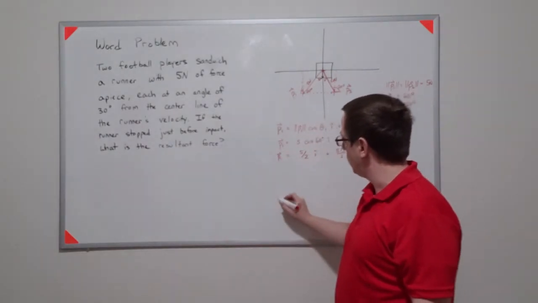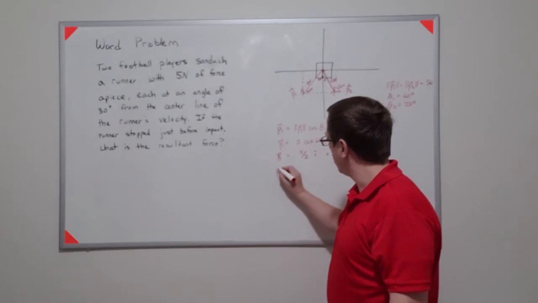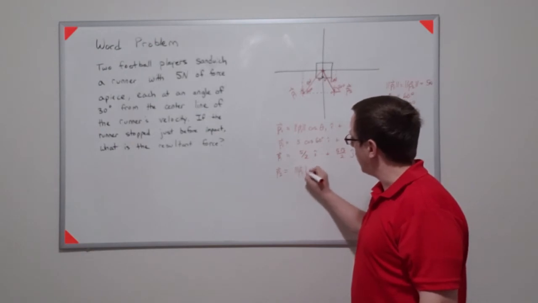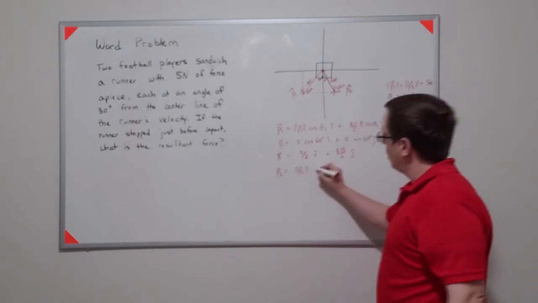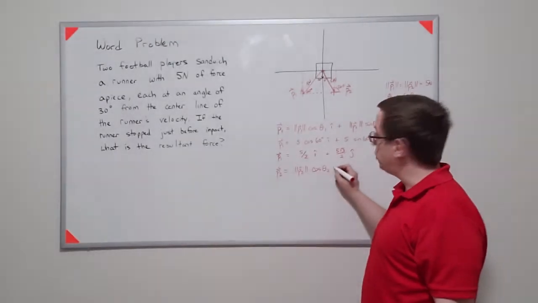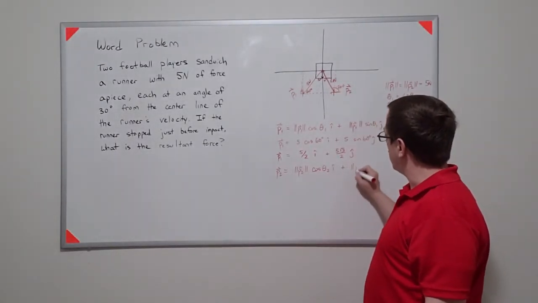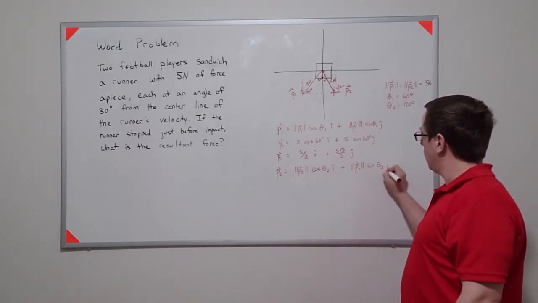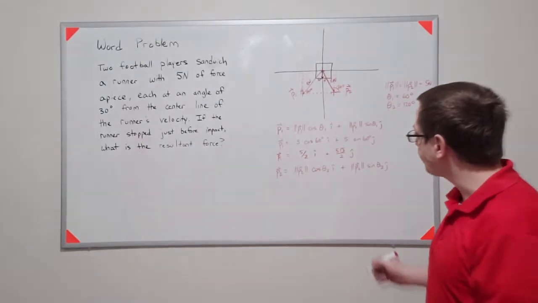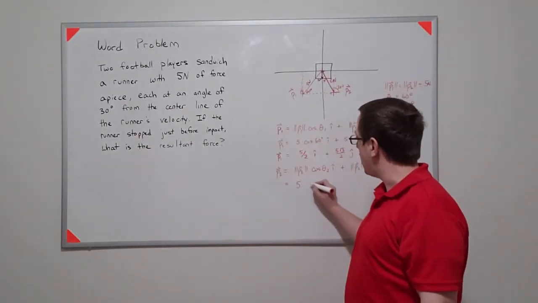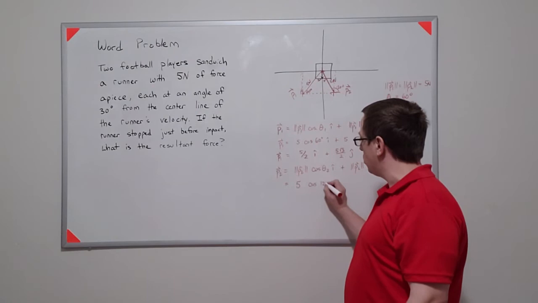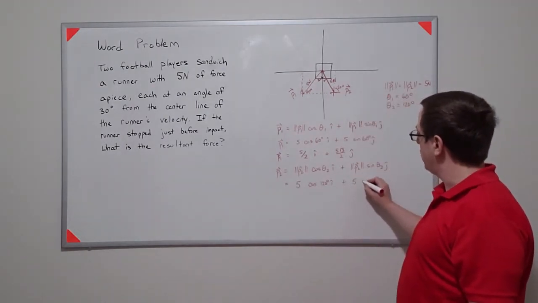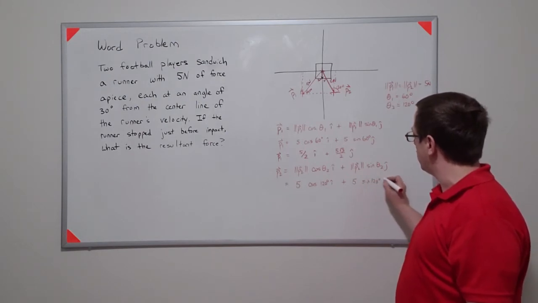So player 2 is his magnitude cosine theta 2 i plus his magnitude sine theta 2 j. So again, that's 5 cosine, now in this case it's 120 degrees, i. And in this case, it's 5 sine 120 degrees j.